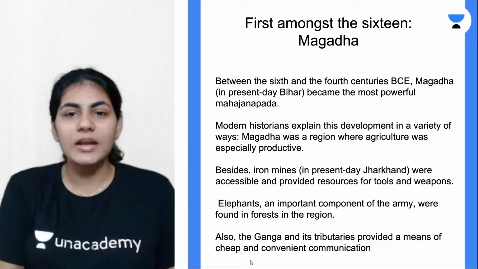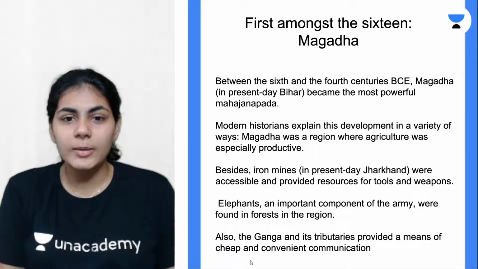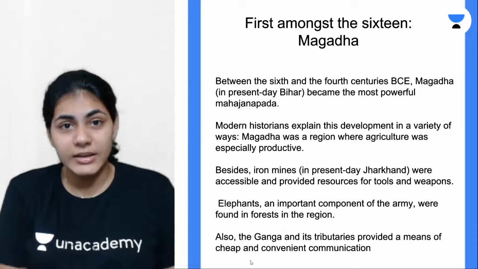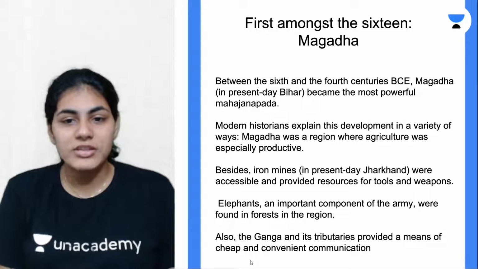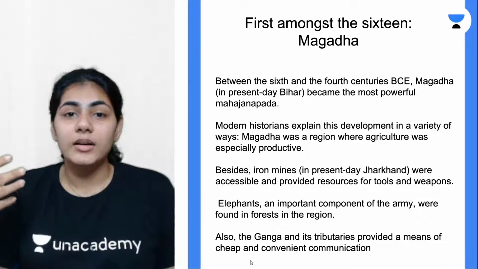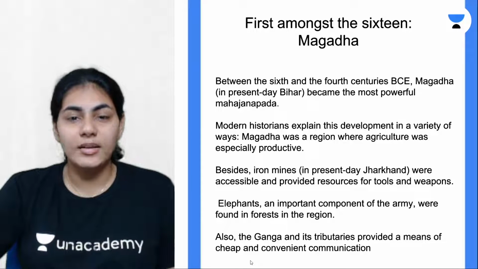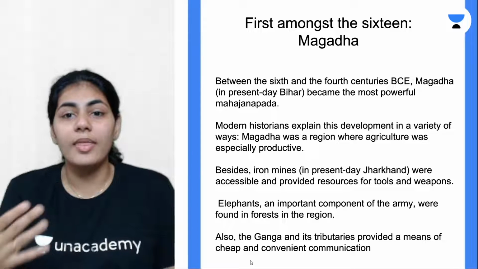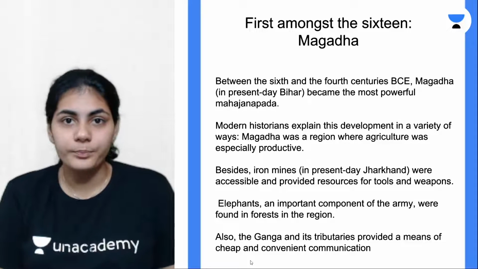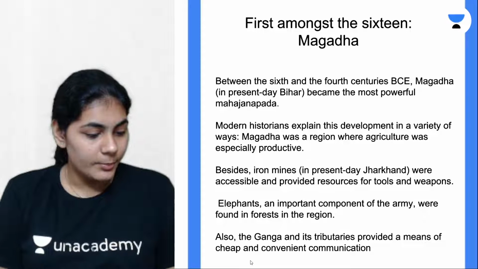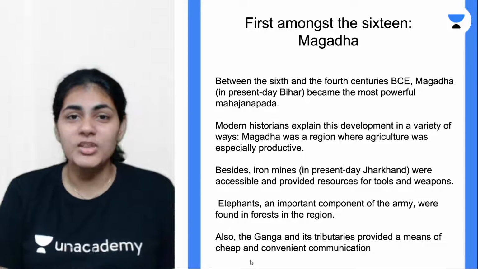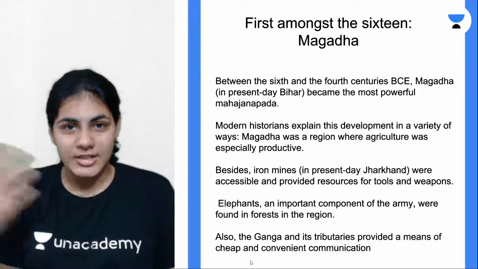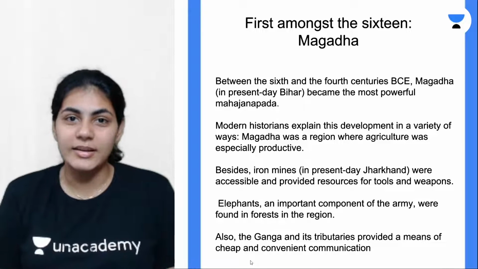And the reasons are, number one, agricultural productivity, number two, presence of iron mines, then there are elephants available, then there are river channels like Ganga and its tributaries available. Because of all of these factors, Magadha became very, very powerful, right? I hope that answers your question, Amresh, but in case it doesn't, just let me know. I'll try to explain it in detail.